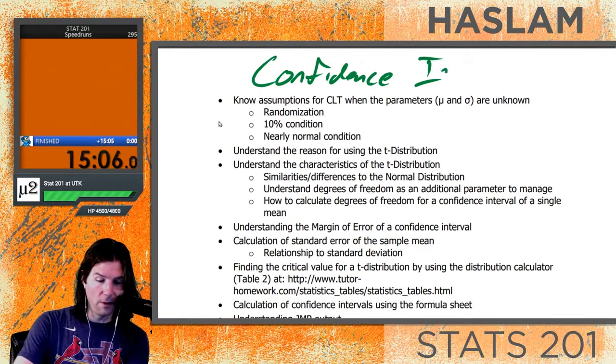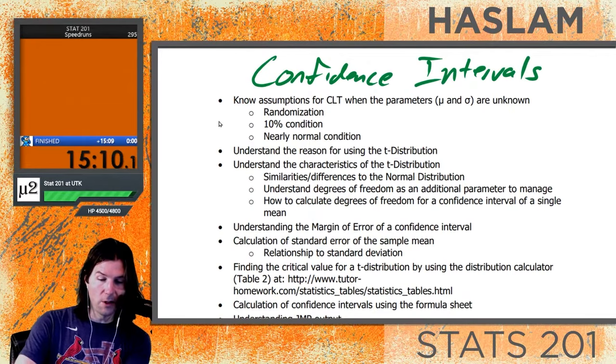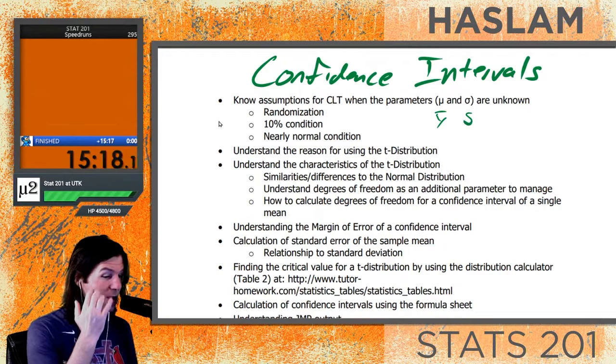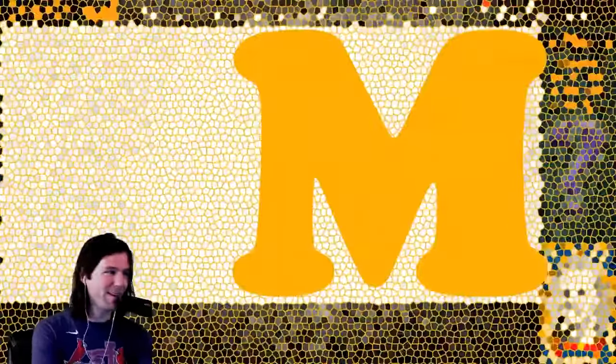And when we don't know the true mean and we don't know the true standard deviation, we're working with y bar, which is the sample mean, and we're working with S right here. So randomization, once again, it's always there.